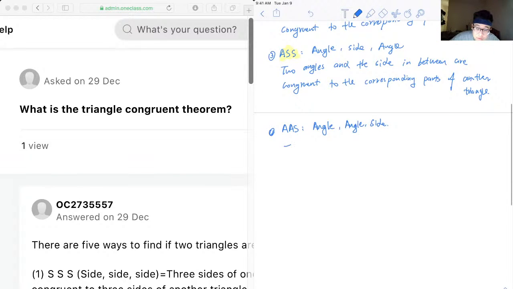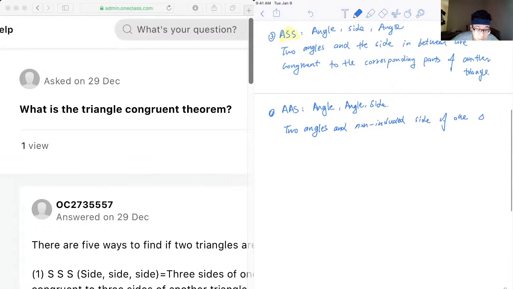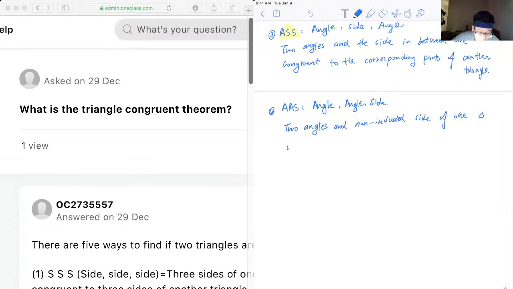And next we have angle, angle, side. So this means two angles and a non-included side of one triangle are congruent to the corresponding parts of another triangle. Okay.